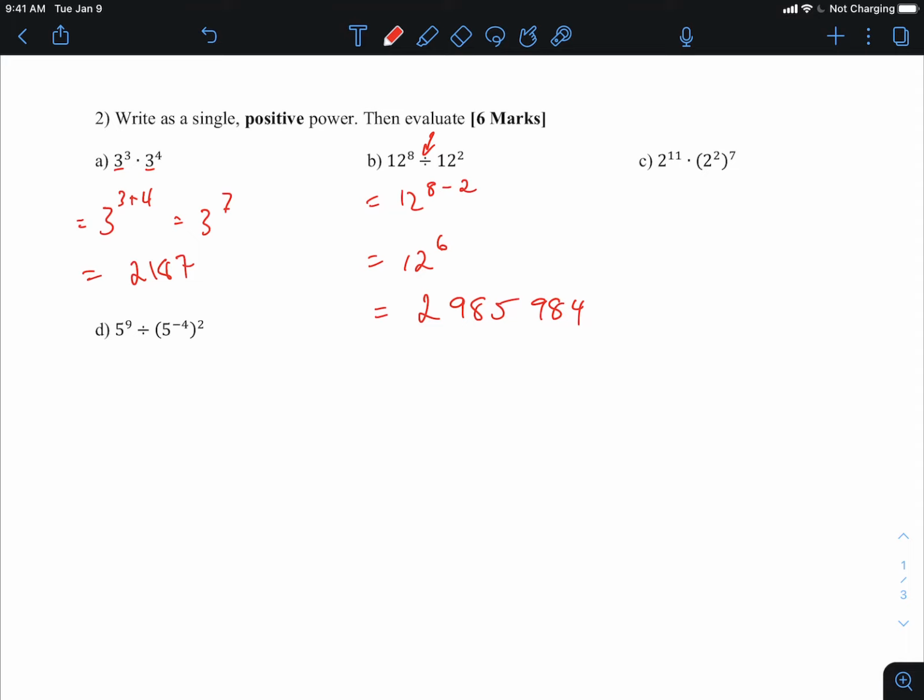2,985,984. Wow, that's a big number. There you go. Any questions with that one? Nothing too crazy yet. That's just applying rules. The next one gets a little trickier, but that's okay.